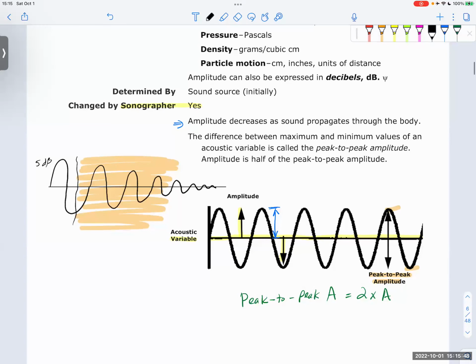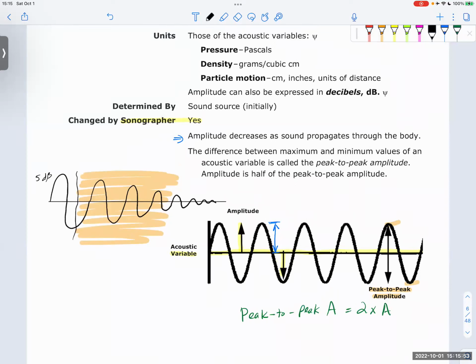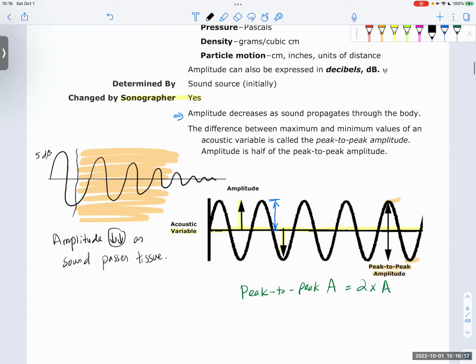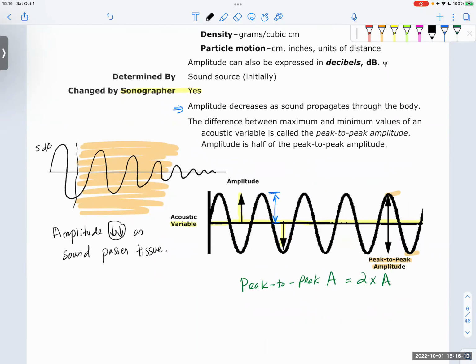So that is something called attenuation: the amplitude of the ultrasound wave decreases over time as we pass through the body. Okay, so that is the amplitude.